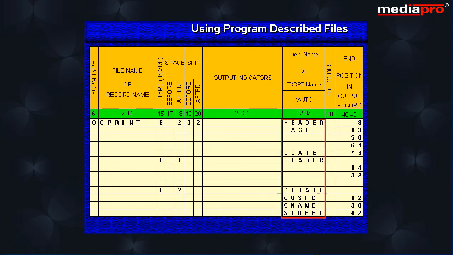Positions 32 to 37 are used to specify the field names of the fields to be included in the report. In this column, we can also specify certain RPG 400 reserved words such as PAGE, which automatically provides the correct page numbers for a report. Another reserved word is UDATE, a 6-byte numeric field that stores the current date format.